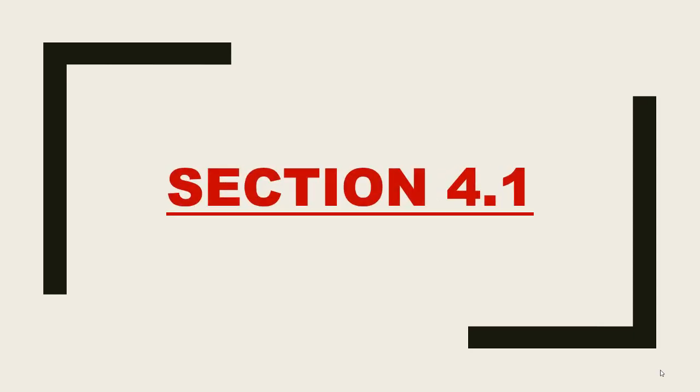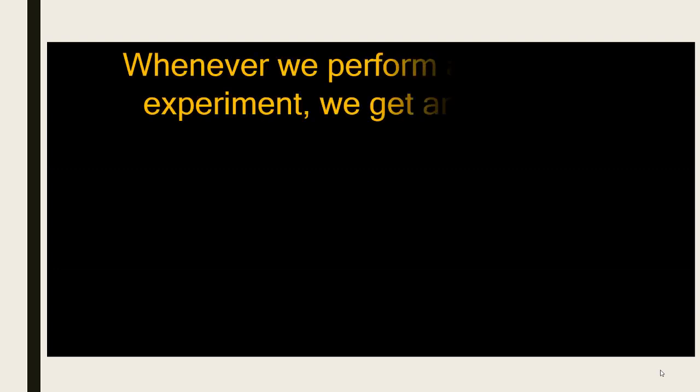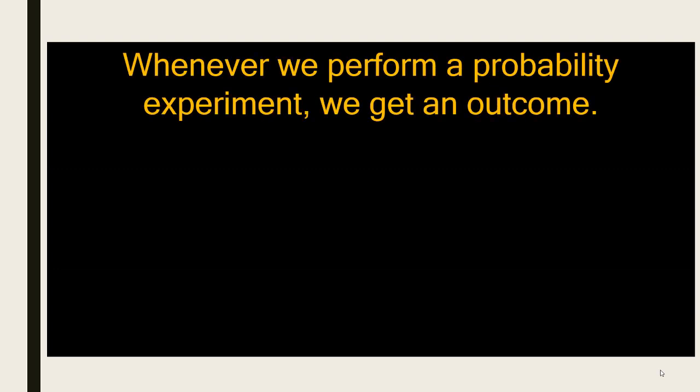Okay, so today we're looking at section 4.1. Section 4.1 is about probability distributions. Whenever we perform a probability experiment, we get an outcome. For instance, if I roll a six-sided die, the outcomes are the numbers 1 or 2 or 3 or 4 or 5 or 6. Those are the possible outcomes. When I flip a coin, the outcomes are heads or tails.